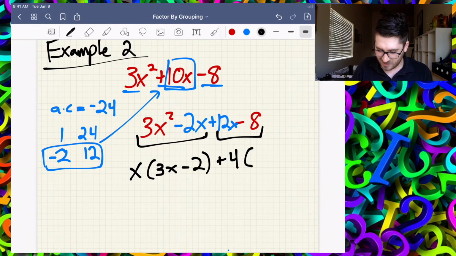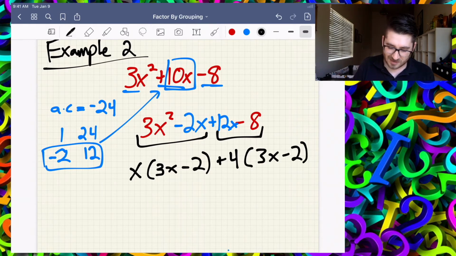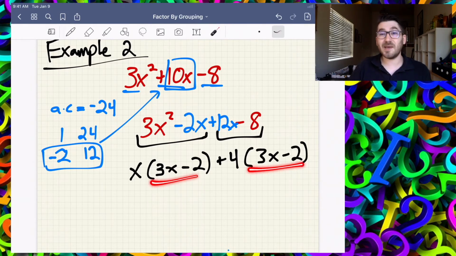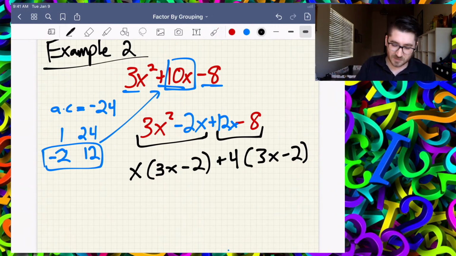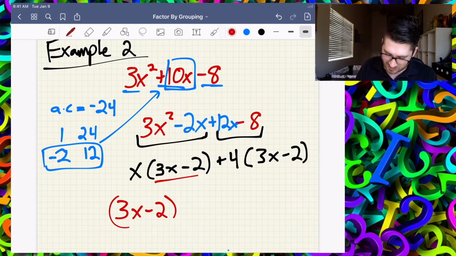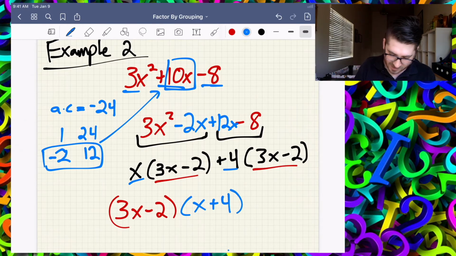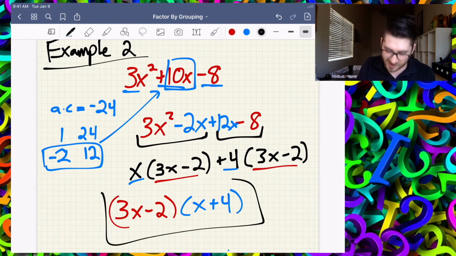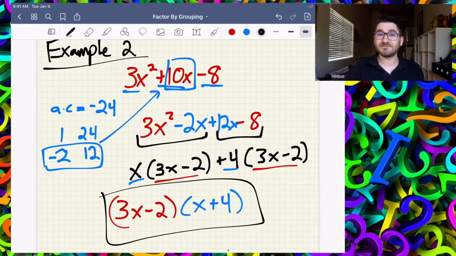And when I factor that out, I'm left with 3x minus 2. Notice again that I have the same common factor. So we're going to factor one more time. We're going to factor that out, 3x minus 2. That's these guys. We factored it out, and we're left with these two, x plus 4. And that is going to be our final factored form.